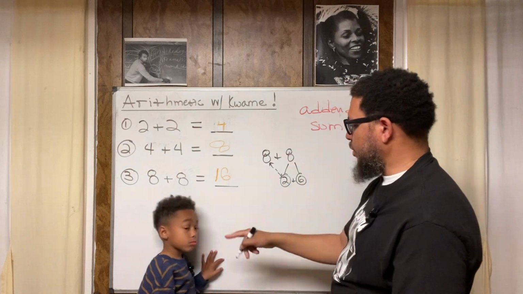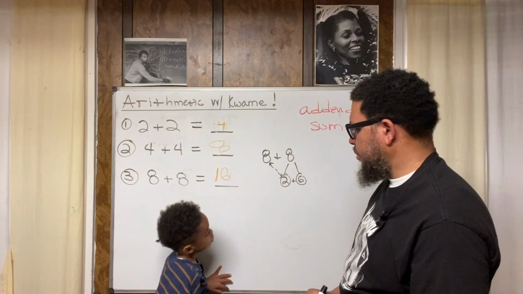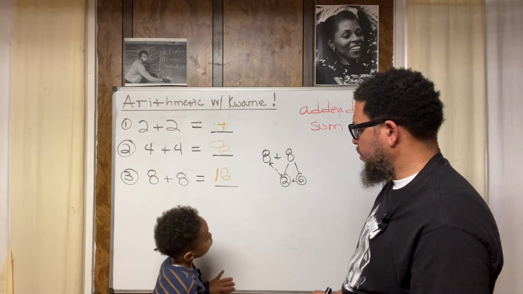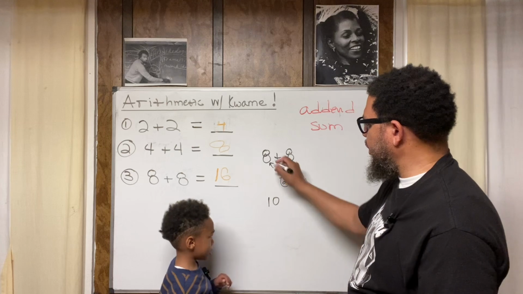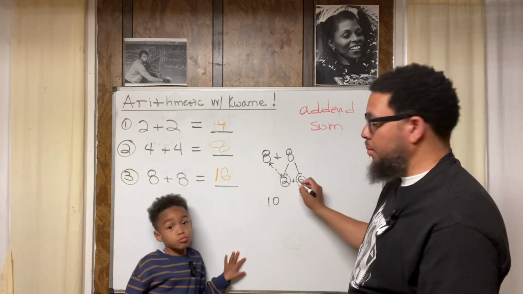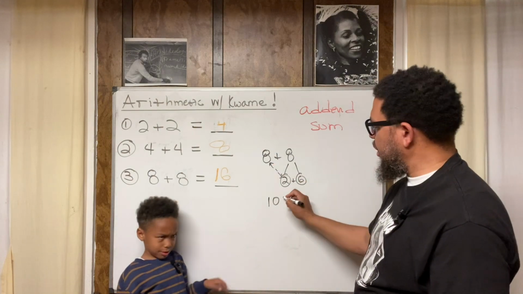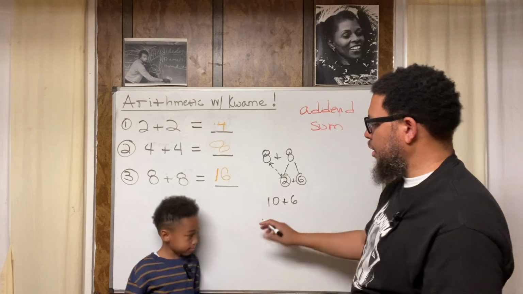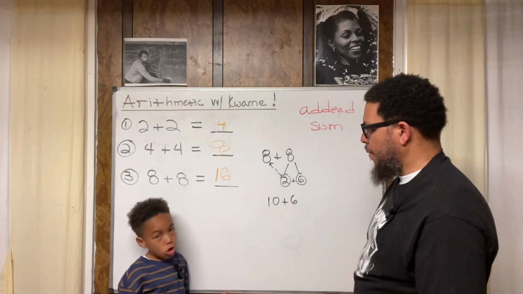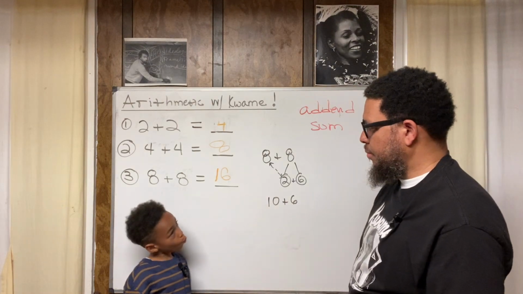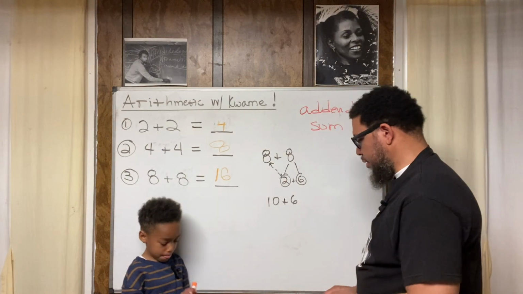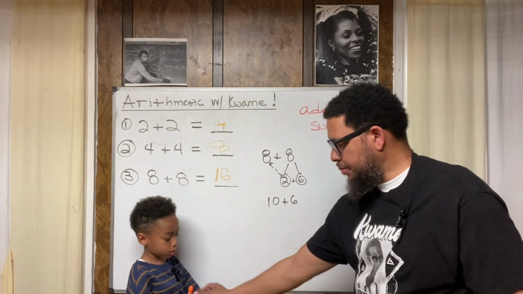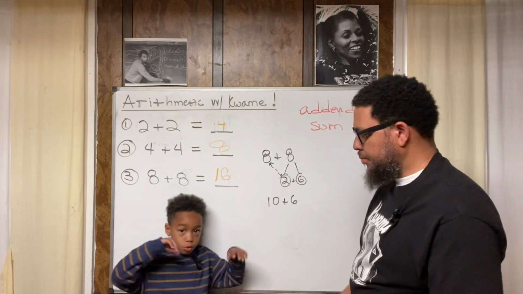What's 8 plus 2, Kwame? I think 10. You think correctly. So 8 plus 2 becomes 10. Now this and this together becomes 10. But we still got this plus 6, so now we're going to do 10 plus 6. Do you know what 10 plus 6 is? Put 6 fingers up.